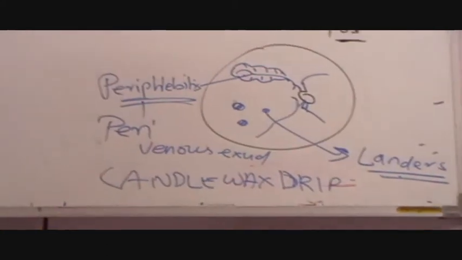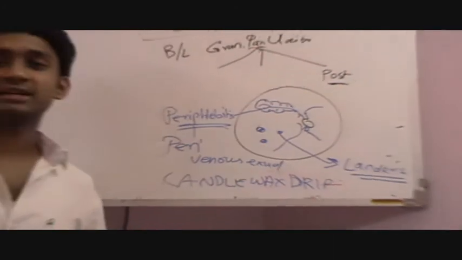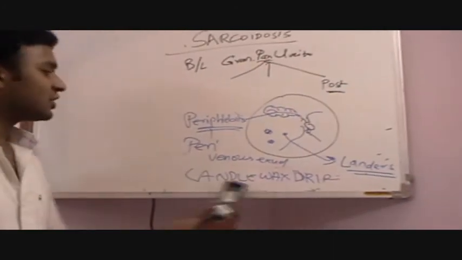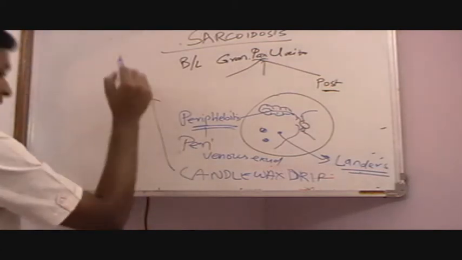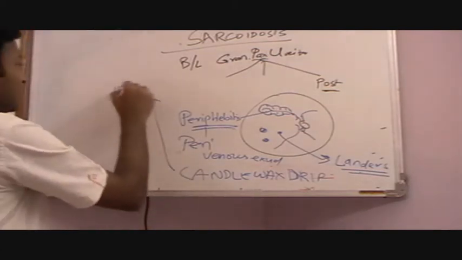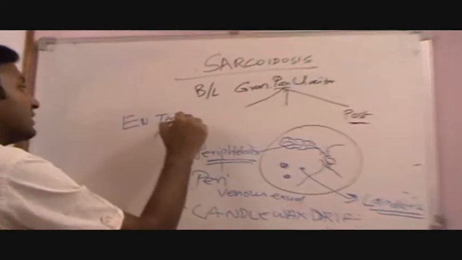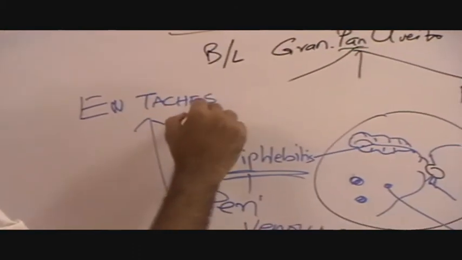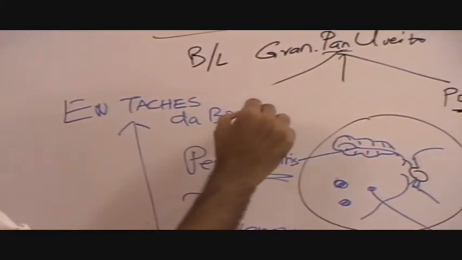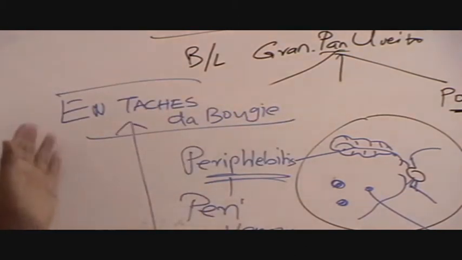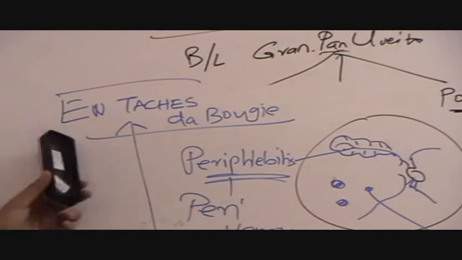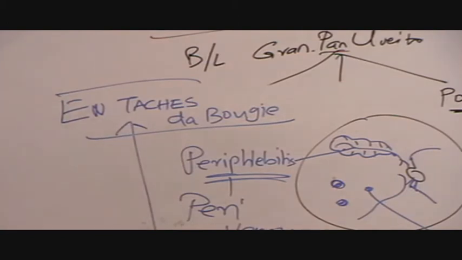There is a name for this candle wax dripping. They may ask in names exams. We never know, because this is a common name. What is the French name? It is this, however you want to pronounce it. Taches de bougie. This is a name given for this candle wax dripping.